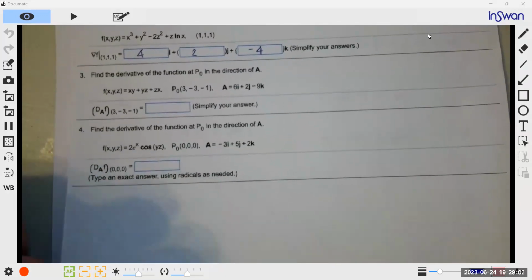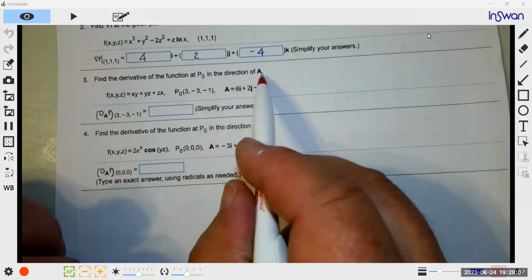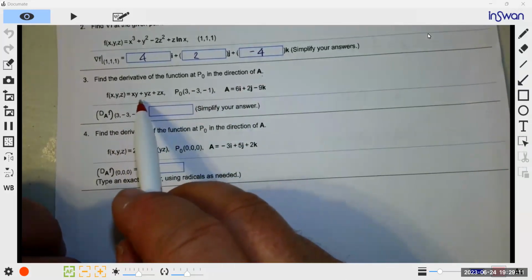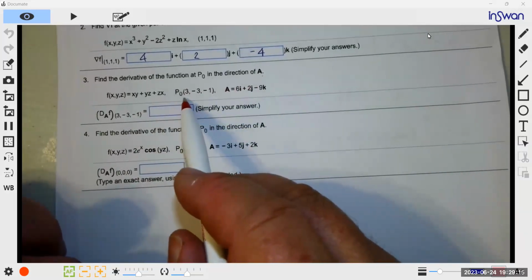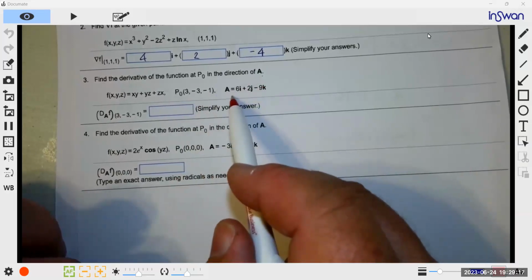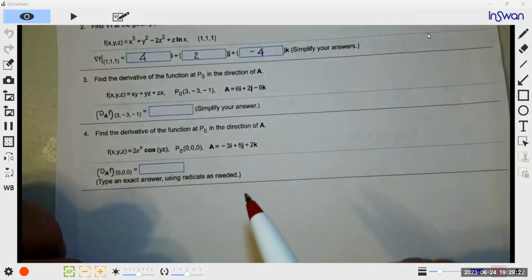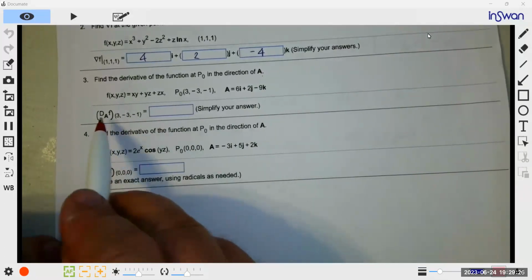Question number 3. Find the derivative of the function at p0 in the direction of a. F of x, y, z equals xy plus yz plus zx. Point p0 is 3, negative 3, 1. And the vector a is 6i plus 2j minus 9k. We have to find that.